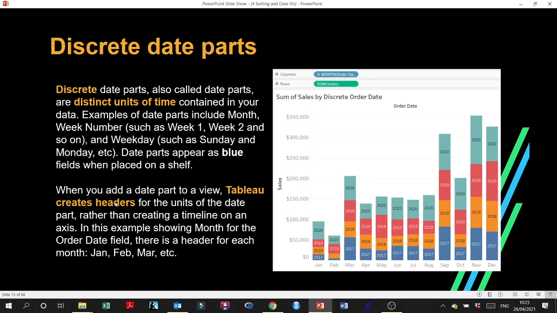Okay? All right, when you add a date part to the view, as in Tableau here, what happens is you create not an axis, you create headers. All right, and order date here is a header. So you create these little headers here for the units of the date part, rather than creating a timeline on an axis. And as you can see, this is an example where the order date has created these headers for certain months.